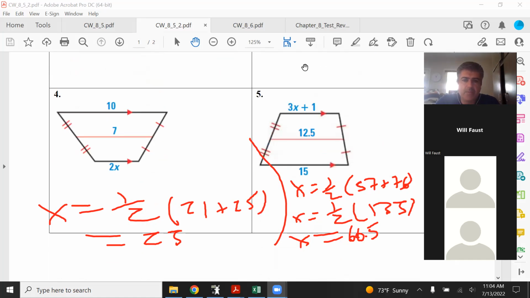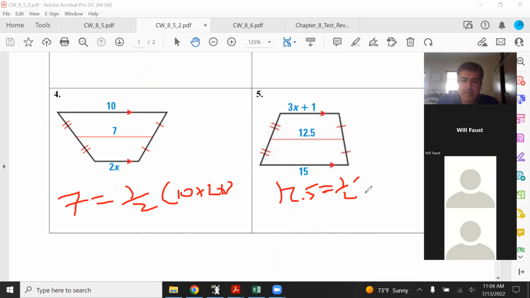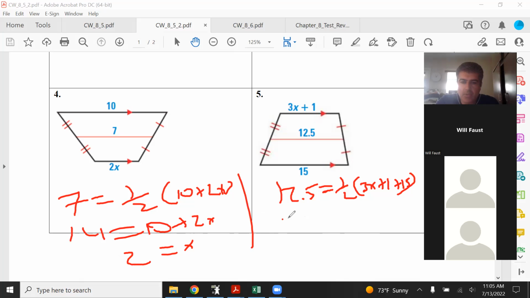And then kind of do the same here, but in this case, you're going to say 7 is half of 10 plus 2x. So remember, you're making a relationship here, where 12.5 is half of 3x plus 1 plus 15. And you solve for x in each case. You can say 14 equals 10 plus 2x, so x will be 2 in this case. Or here, you can say 25 equals 3x plus 16, x will be 9, if you work that out. Let you guys copy that down and simmer over it just a little bit.